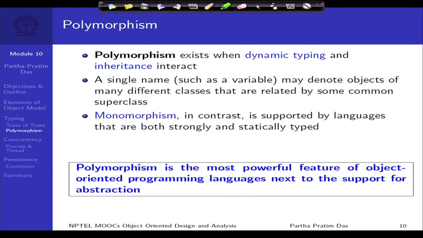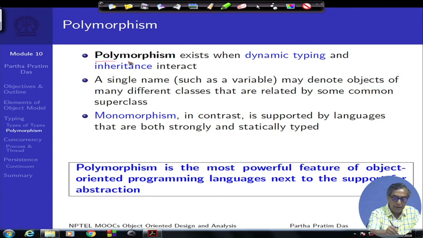Another concept which you just need to start getting aware of in the context of typing is known as polymorphism. Polymorphism, as the name suggests, basically has two parts here. Poly is one word which says many, morph means change. So polymorphism is basically the mechanism of working with change. It exists when dynamic typing interacts with inheritance. We talked about inheritance as a part of hierarchy. Just recall, we talked about single inheritance, we talked about multi-level inheritance, and so on.